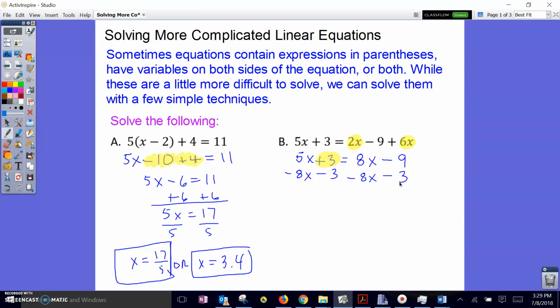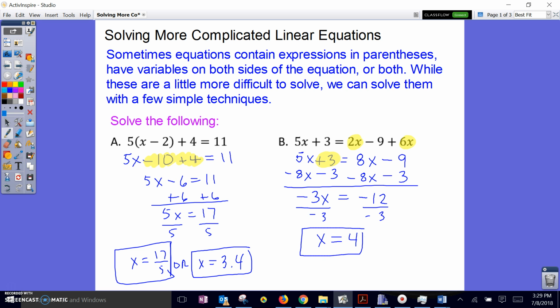And now I'm just going to go ahead and do the arithmetic. 5x minus 8x gives me negative 3x on this side. The plus 3 and minus 3 cancel out. The 8x and the minus 8x cancel each other out. And minus 9 minus 3 gives us a minus 12. And now from here, I'm just going to divide both sides by negative 3 to get x by itself. And we end up with x equals 4.